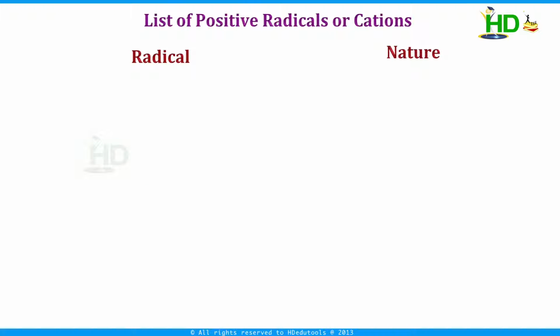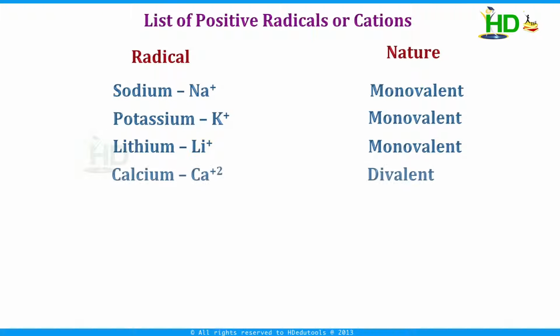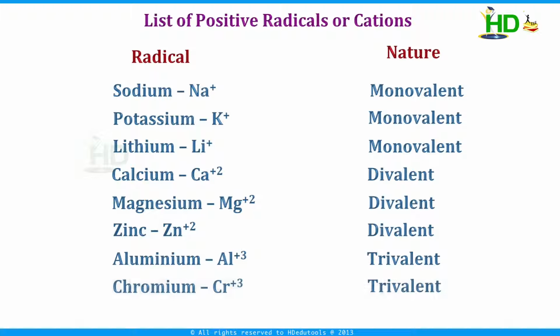Here is a list of ions and their charges. Sodium is monovalent. It is represented by Na plus. Potassium, lithium, all these are monovalent and they are represented by a positive sign as you can see in the figure. For potassium it is K plus, lithium Li plus. Calcium, magnesium, zinc, these are divalent. They are represented with a plus 2 suffix. Aluminium and chromium, these are trivalent. They are represented using plus 3.